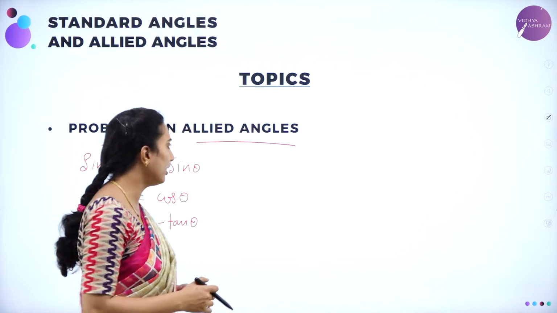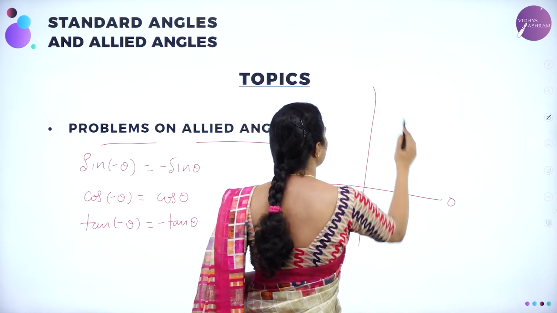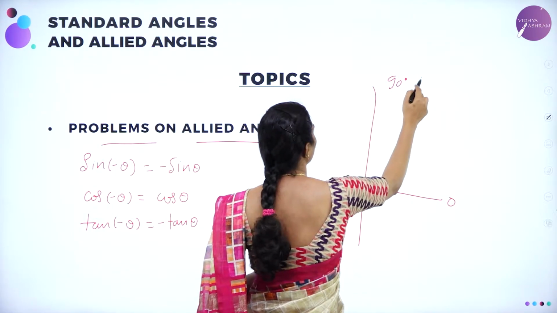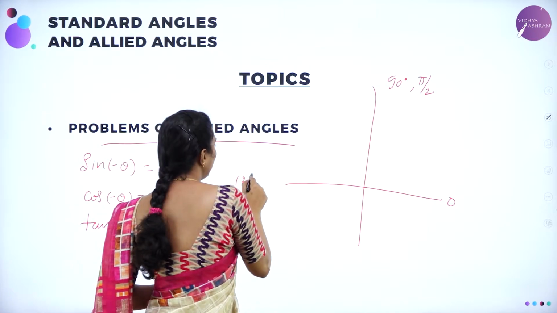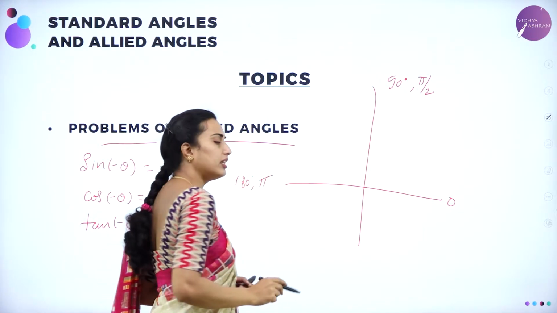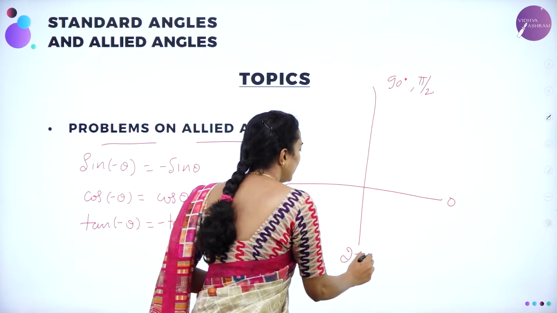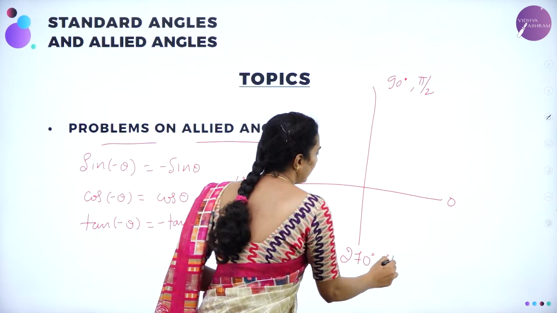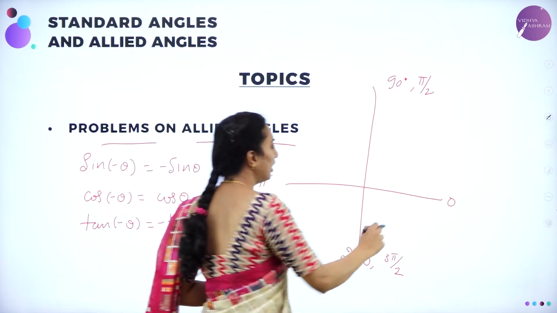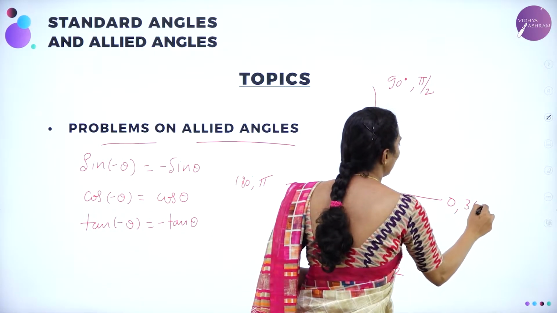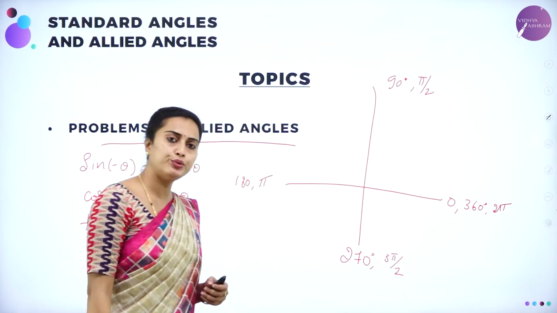Okay, now you need to know the allied angles. The first quadrant is 0 to 90 degree, or you write it as 0 to pi by 2 in radians. This is 90 to 180 degree, or in radians pi by 2 to pi. This is 180 to 270 degree, or pi to 3 pi by 2. And then 270 to 360 degree, that is 3 pi by 2 to 2 pi.